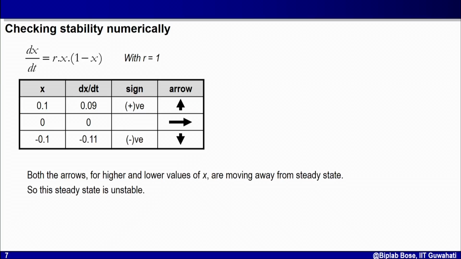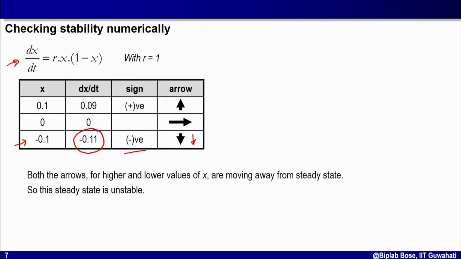Let us now take a value of x slightly lower than the steady state value of 0. Slightly less than 0 is minus 0.1. I again use this ODE to calculate dx/dt, with r equal to 1: r times minus 0.1 times (1 minus 0.1). If you do the calculation, you will see dx/dt is minus 0.11. So for x equal to minus 0.1, using the ODE given above, the derivative is minus 0.11. The sign of the derivative is negative, and as the sign is negative, it is saying x is decreasing with time. That's why I put an arrow down.